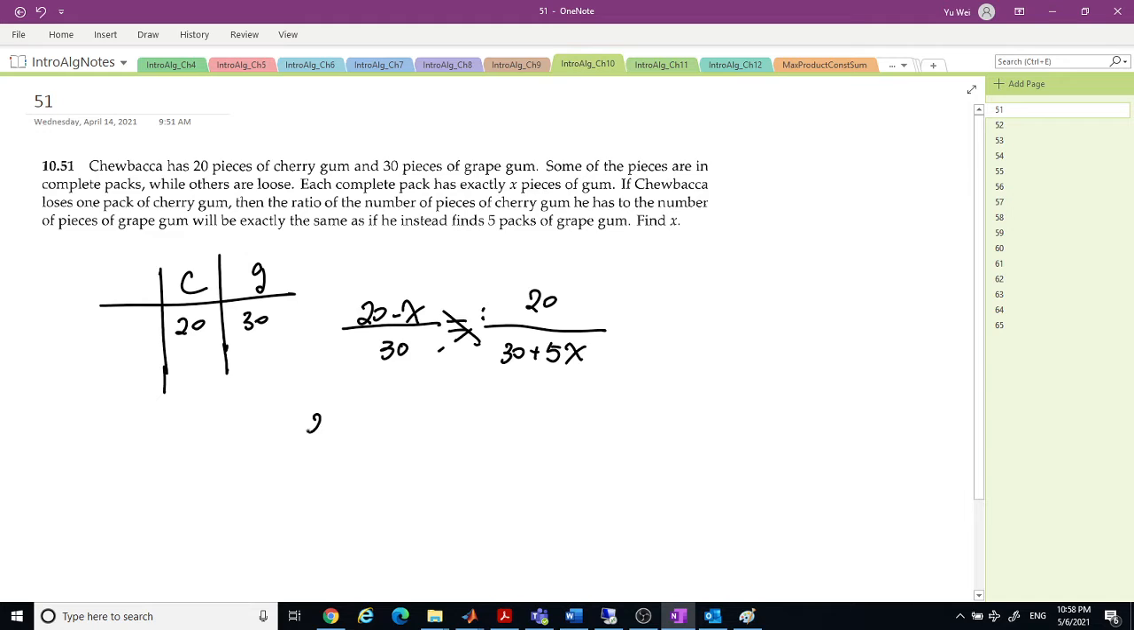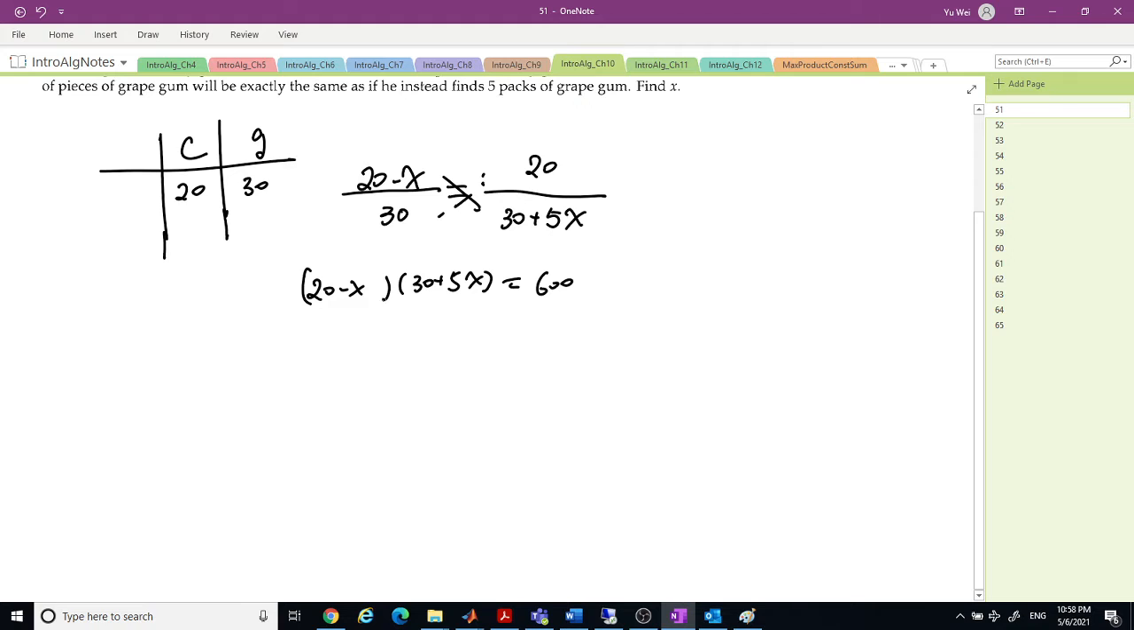So let's expand. Okay, so you can see here's the 600. There is an easy way to solve it. I will tell you later. Okay, let me finish it first.